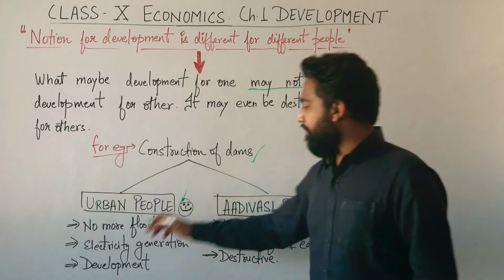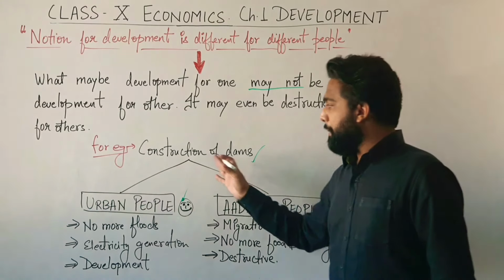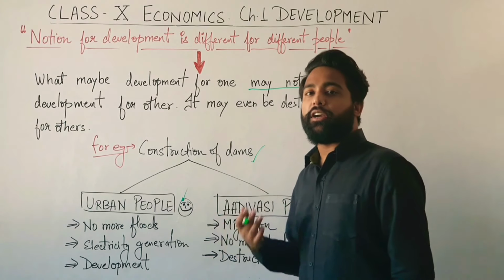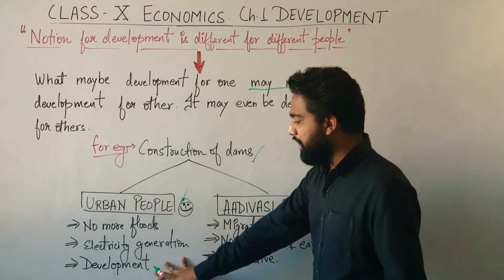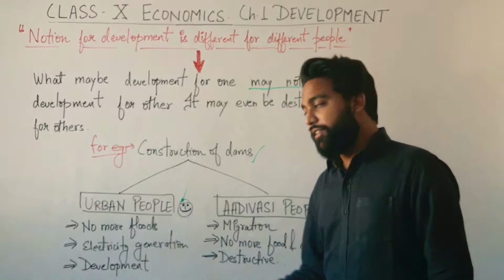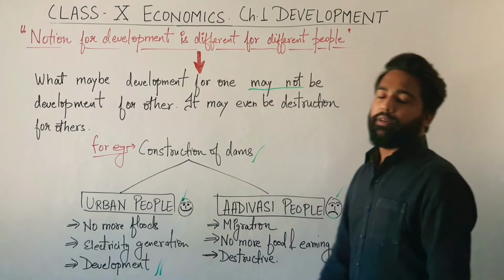They will be having electricity generation. How? They will construct the dam. With the help of the dam, they can build hydroelectricity power generation plants, so that they won't be facing any problem of electricity. They will be having lots of electricity generation. So basically it's a development for urban people.